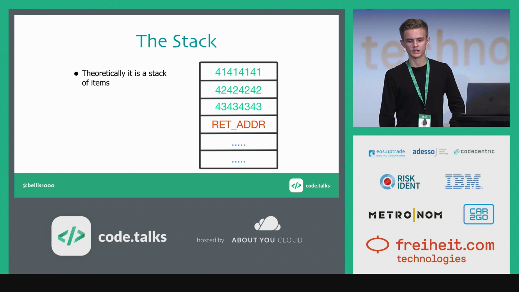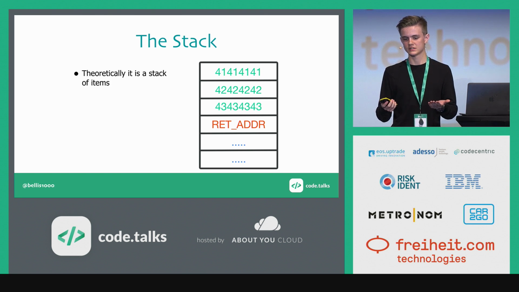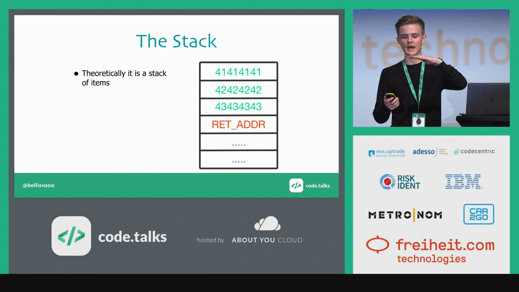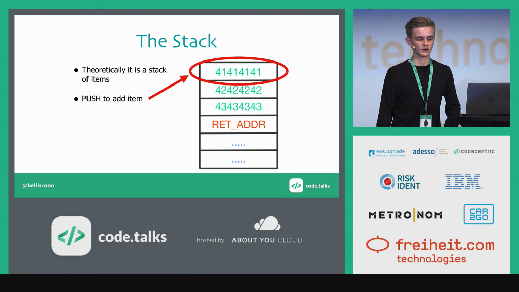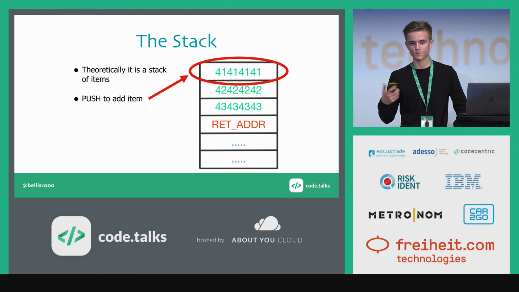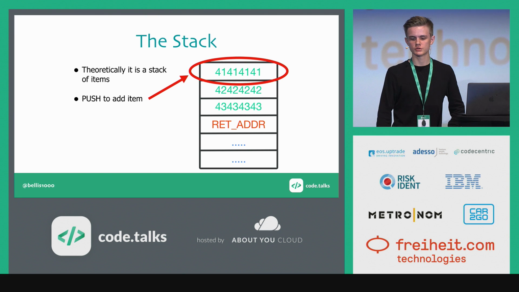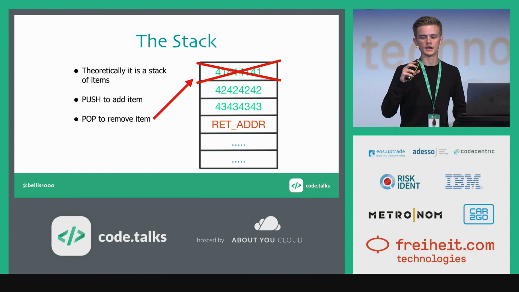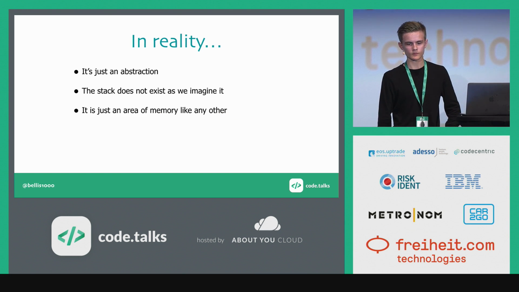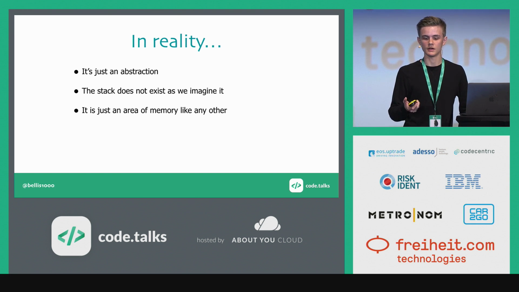Theoretically, what you get taught in most computer science classes is that this stack is a physical stack of items, such as plates, so you can add items to the top and remove them from the top. In reality, though, this is just an abstraction. For example, you learn about push, which adds an item to the top of the stack, and pop, which removes an item from the top of the stack, but you never really get taught how that's implemented in an actual program. So it's an abstraction, and in reality, the stack doesn't actually exist as we imagine it.